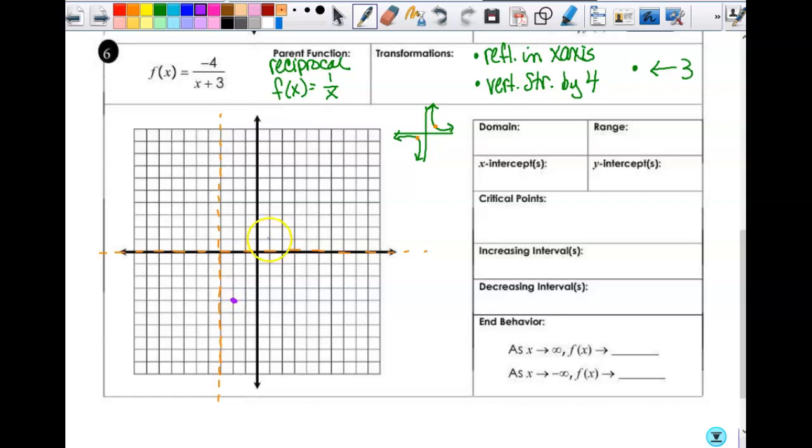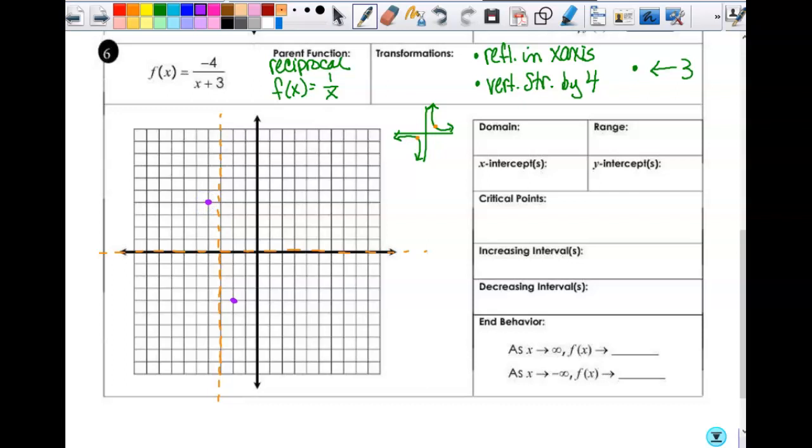Then I'm going to start at negative 1. I'm going to reflect in the x-axis, so it ends up right here. Vertical stretch by 4: 1, 2, 3, 4, and to the left 1, 2, 3.